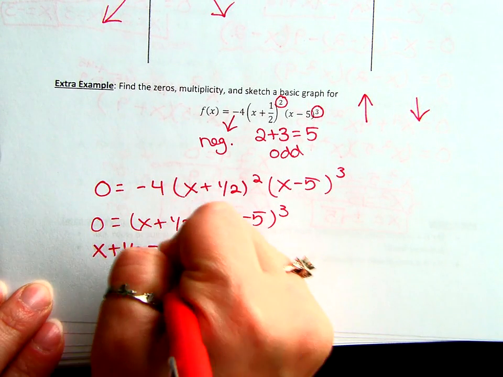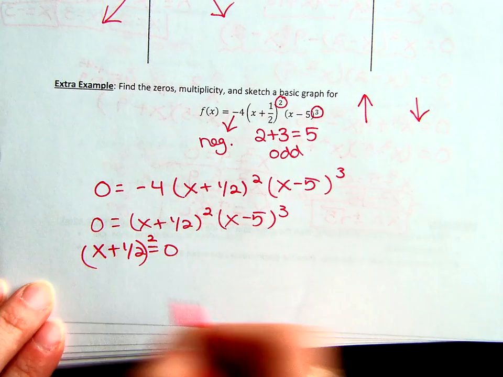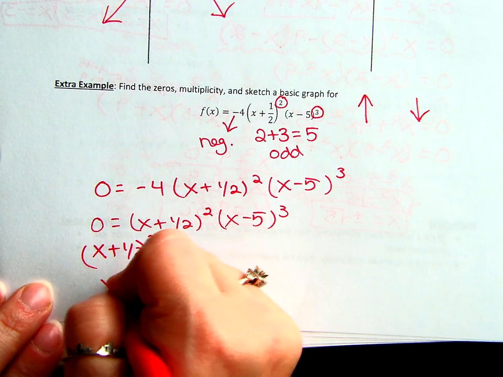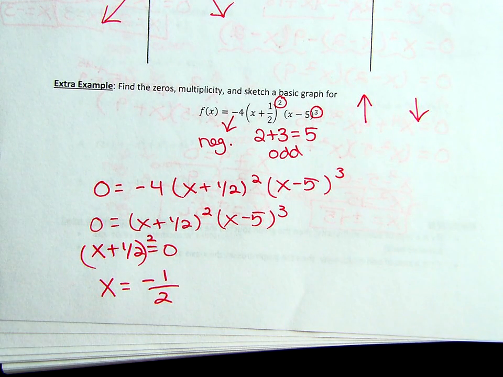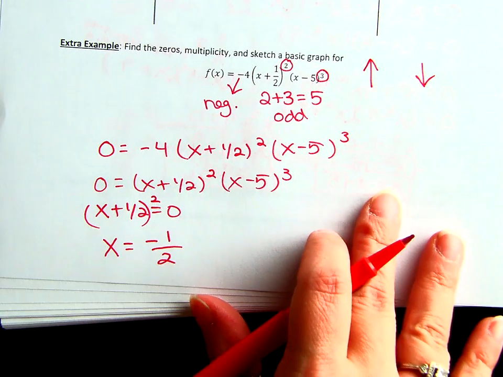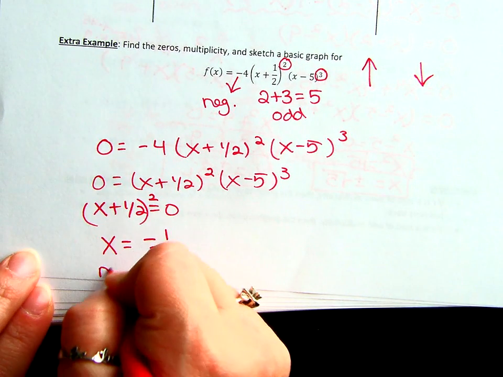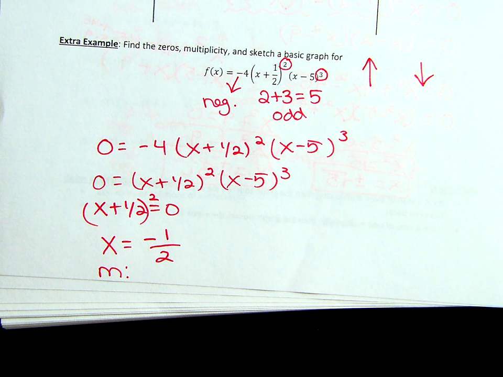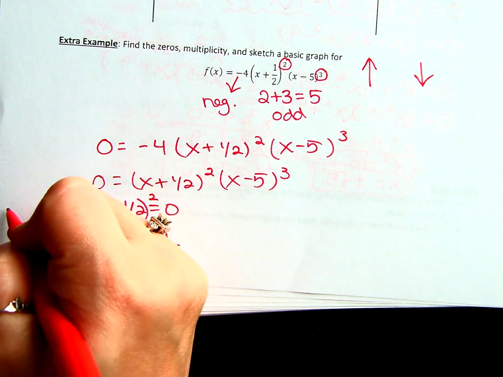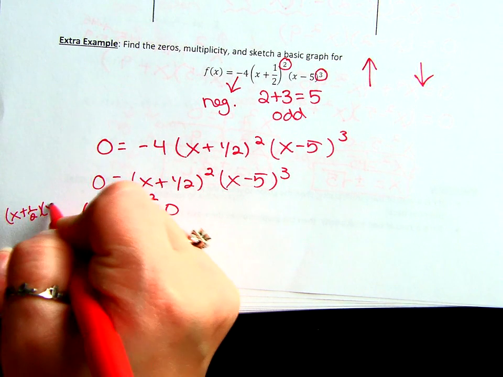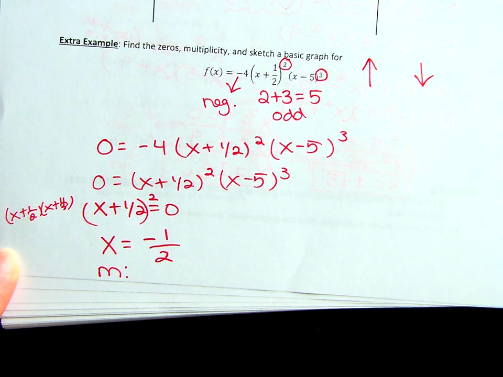Square root both sides, subtract that 1 half over, and you get x equals negative 1 half. What is the multiplicity at x equals negative 1 half? How many times would we get it? Yeah, we'd get it twice, because this is saying x plus 1 half times x plus 1 half, but instead of writing all that and setting it equal to 0 twice, we just look at the power on it, so we have a multiplicity of 2.